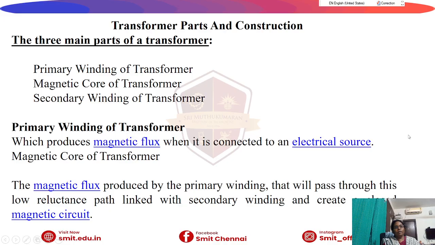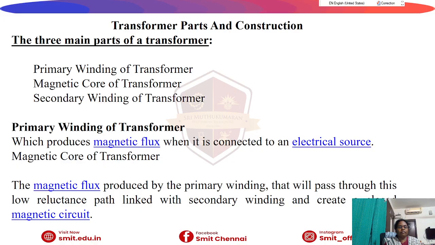Parts of transformer and construction. The three main parts of the transformer are the primary winding, the magnetic core, and the secondary winding. The primary winding of a transformer produces magnetic flux when it is connected to an alternating source. The magnetic core of the transformer.